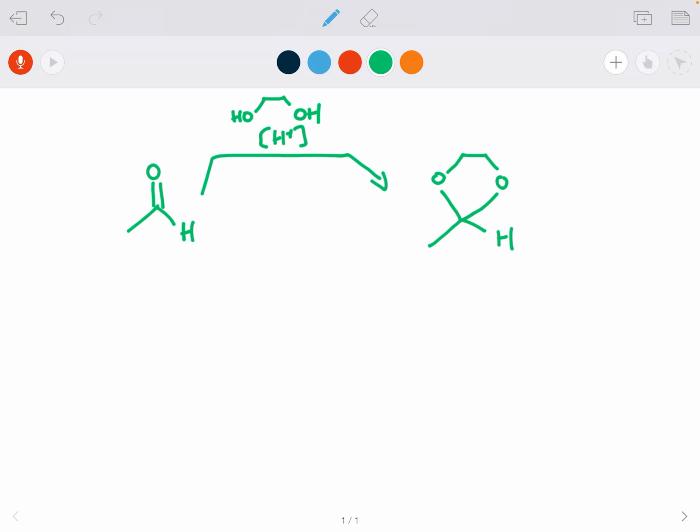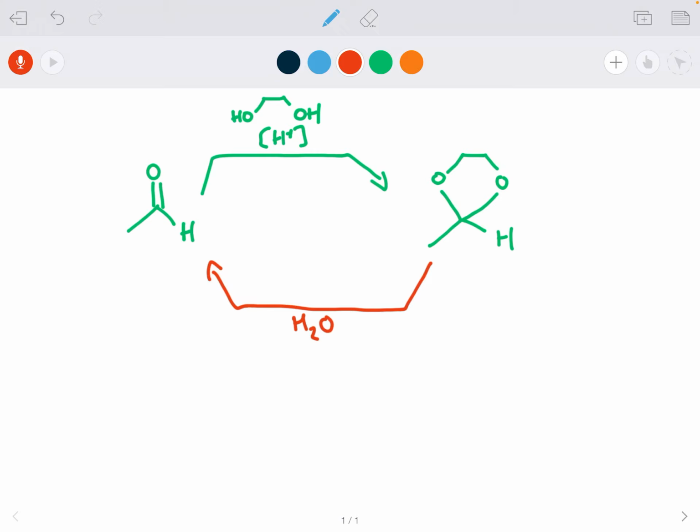But anytime you install a protecting group, you have to be able to remove that protecting group. So that's what the hydrolysis is. It's going from the acetal back to our original aldehyde or ketone. And in this case, we only need to use water. Water is the only reactant for us to go from the acetal back to the ketone or the aldehyde.